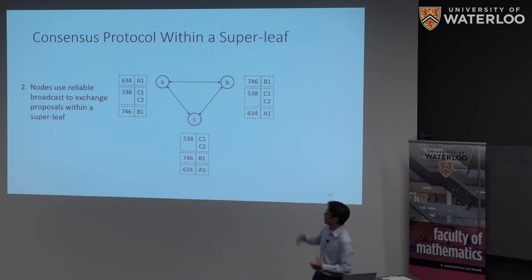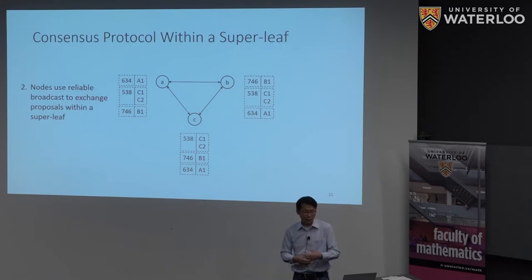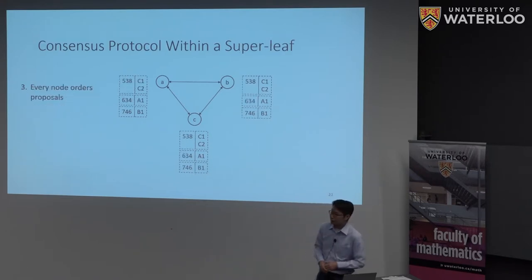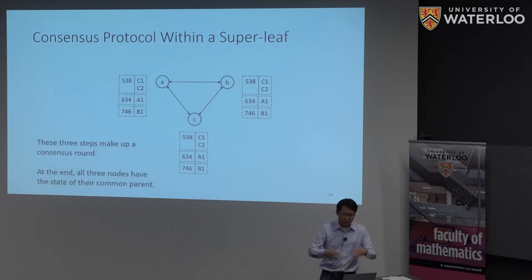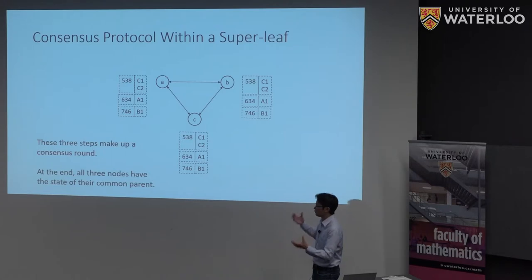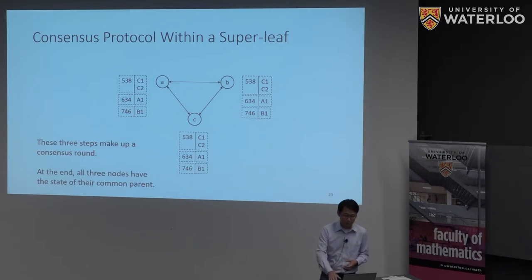And then it will use reliable broadcast to send these proposals to each other. Okay, so at this stage, all of the nodes within the superleaf will have received all of the different proposals, but the proposals may be in different order. And finally, we order these proposals simply by sorting on the random number. So once this is all done, we have finished computing this particular consensus round. Every node now has the state of their height 1 vnode.